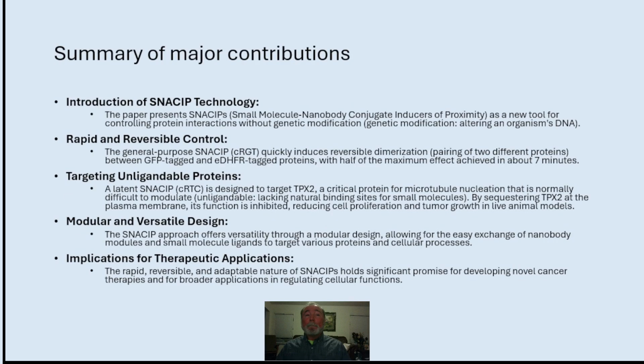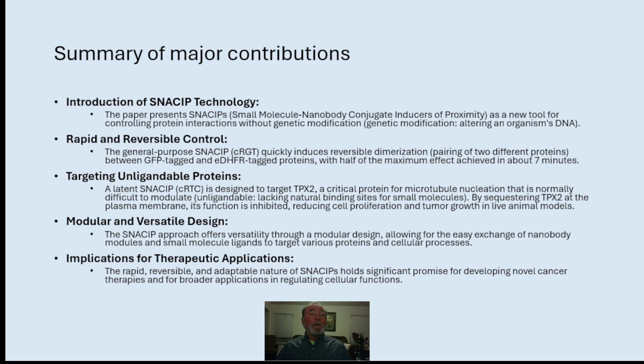Conclusions. Summary of major contributions. This paper presents the small molecule nanobody conjugate inducers of proximity as a new tool for controlling protein interactions without transgenic modification.